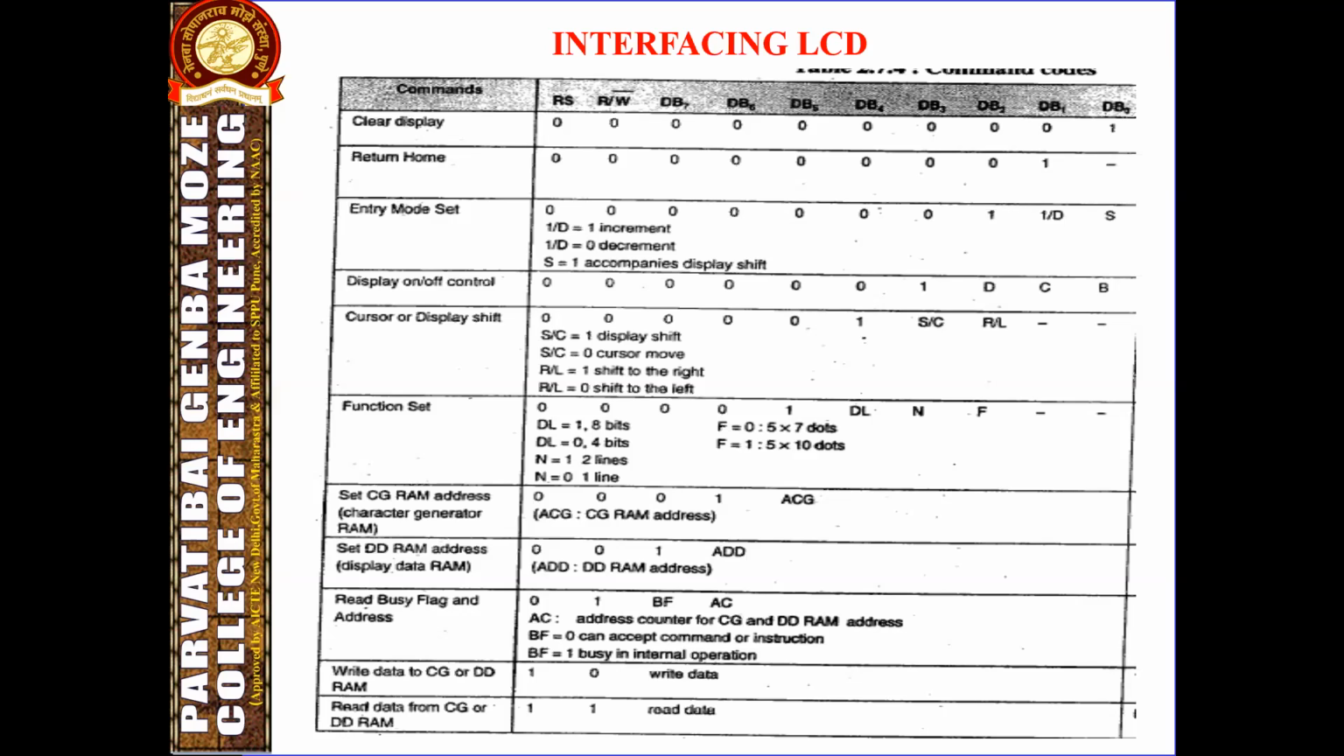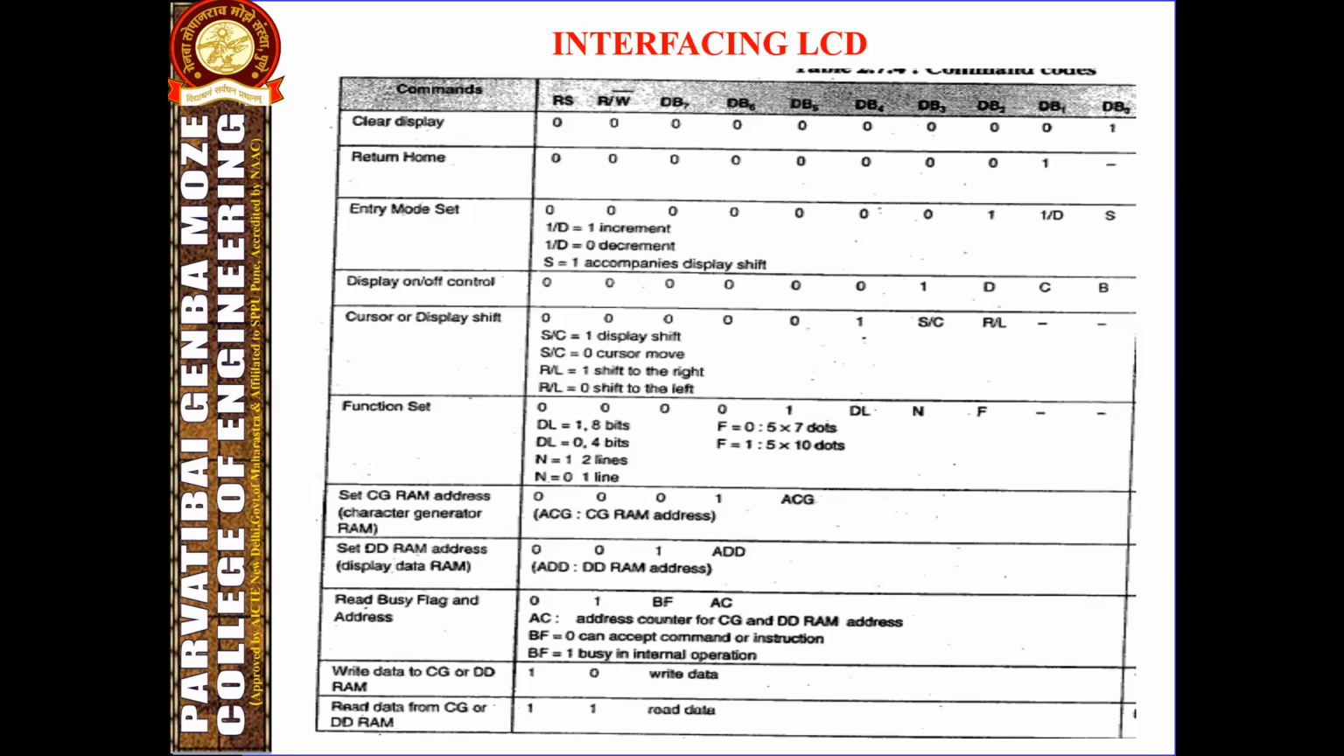Let's see some examples of the command codes. First, we have to clear the display. For clearing the display, RS should be low and R/W bar should be low, which means it is allowed for writing purposes, and these are the data pins. The last bit should be high. It clears the entire display and sets the display data RAM address to 0.